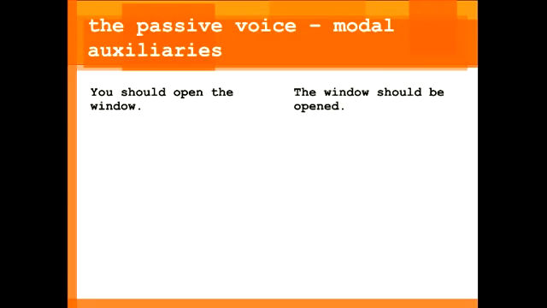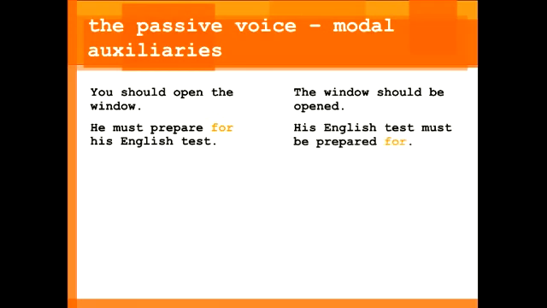And the answer is, the window should be opened. Next sentence, he must prepare for his English test. And in the passive, his English test must be prepared for. Already highlighted the preposition for here. You need it, okay? I will explain this in the next chapter, but watch out for it. Your English teachers will actually be watching out for this too.